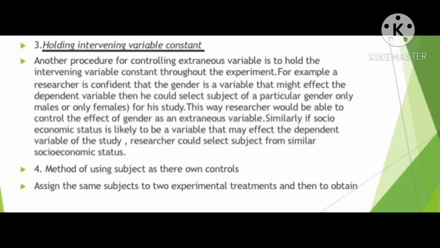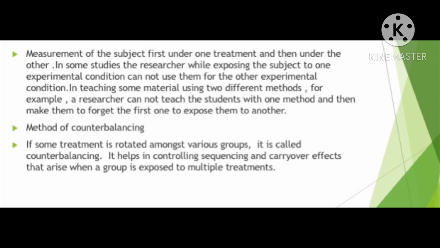Then the method of using subjects as their own control. Here we are giving two experimental treatments to the same subject, maybe two assignments to the same subject. Then the researcher does the measurement. Which way? Measurement of the subject after completing the first treatment, then later after completing the second treatment. But in some cases it is not at all possible.